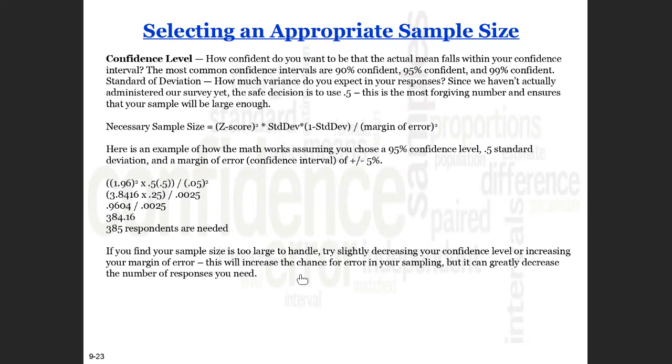If you're talking about human subjects or human participants in your study, and you cannot access that number of people, then you're going to play with the numbers, your confidence level, or your margin of error. Any questions about that?